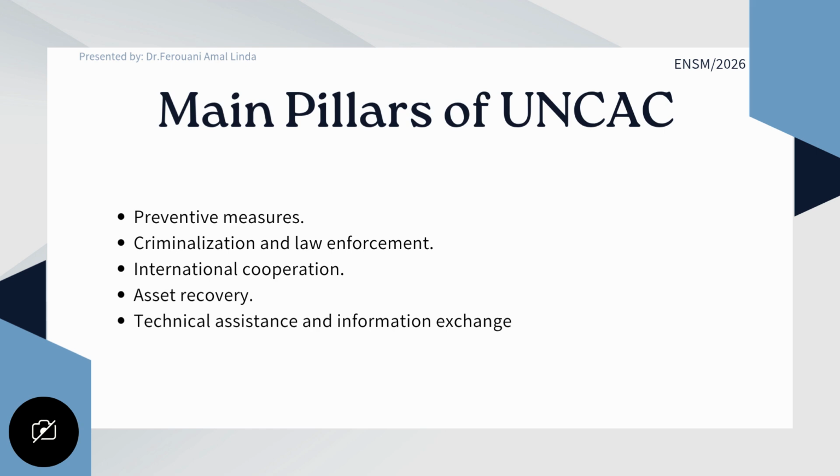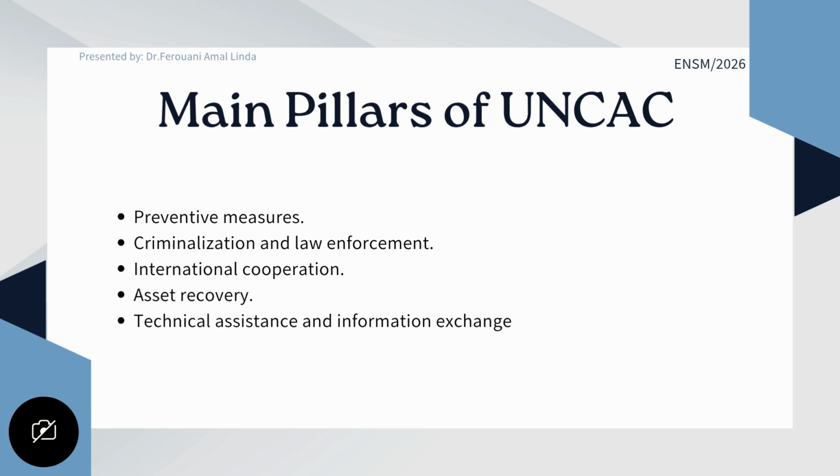The UNCAC is structured around five main pillars. The first concerns preventive measures intended to reduce opportunities for corruption through institutional reforms. The second pillar addresses criminalization and law enforcement by requiring states to establish various corruption-related offenses. The third pillar focuses on international cooperation, while the fourth concerns asset recovery. Finally, the Convention encourages technical assistance and the exchange of information among states.